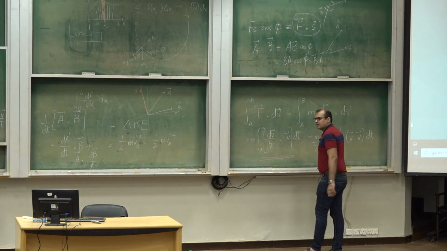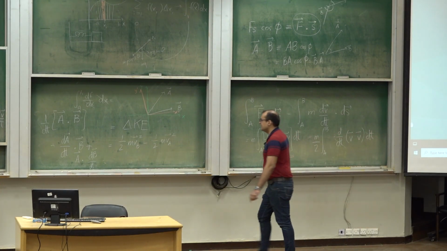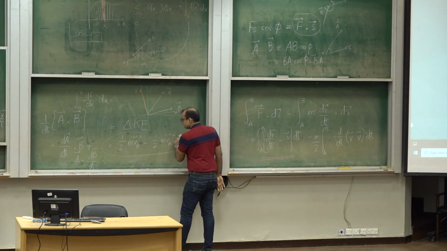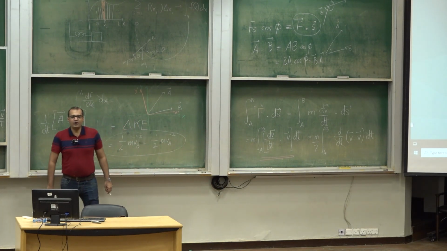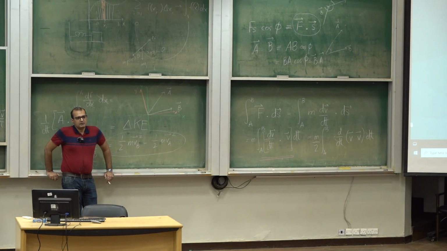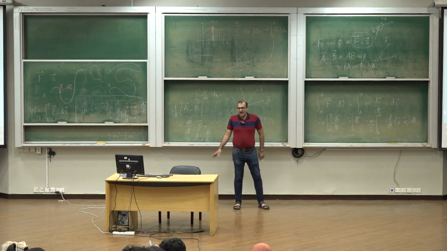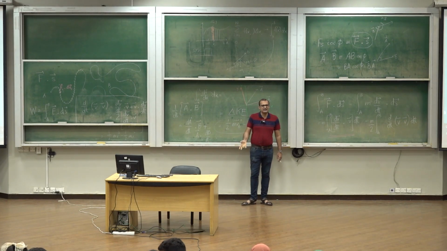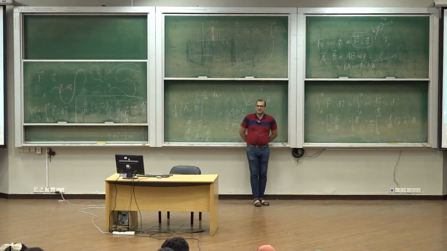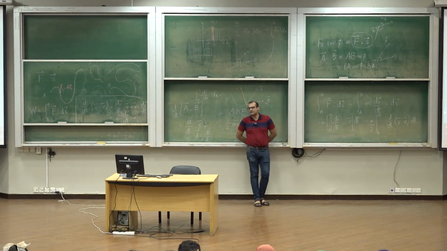And if you put in the limits, what do you get? Half m vb square minus half m va square. That's exactly what you have. So the integral of the force over distance, roughly speaking, now I made it precise: you take the dot product of the force vector with the small displacement vector and add it up. That's what I mean by the integral of the force over distance. That equals half m vb square minus half m va square, the final kinetic energy minus the initial kinetic energy. You define the quantity half m v square as the kinetic energy.